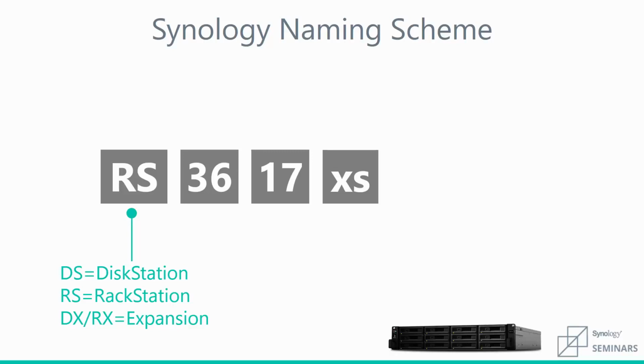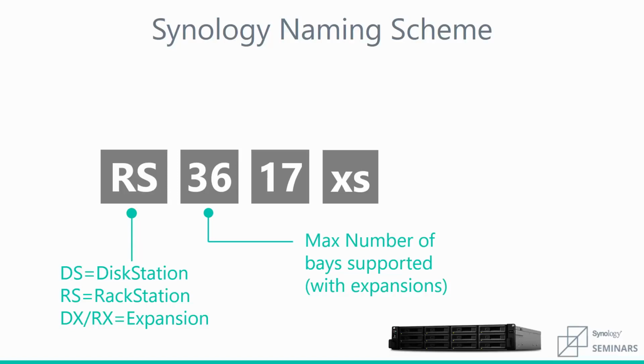To the right of the form factor will be the max number of bays supported with expansion units. So as you can see, we have a 12-bay head unit with the RS36, but just based on the name alone, you automatically can see that this unit can have 2 12-bay expansions attached to the back, giving you a total of 36 drive bays. To the right of the max number of drive bays supported will be the year in which the unit was released. In this case, we have the RS3617, therefore you know it is a 2017 unit.